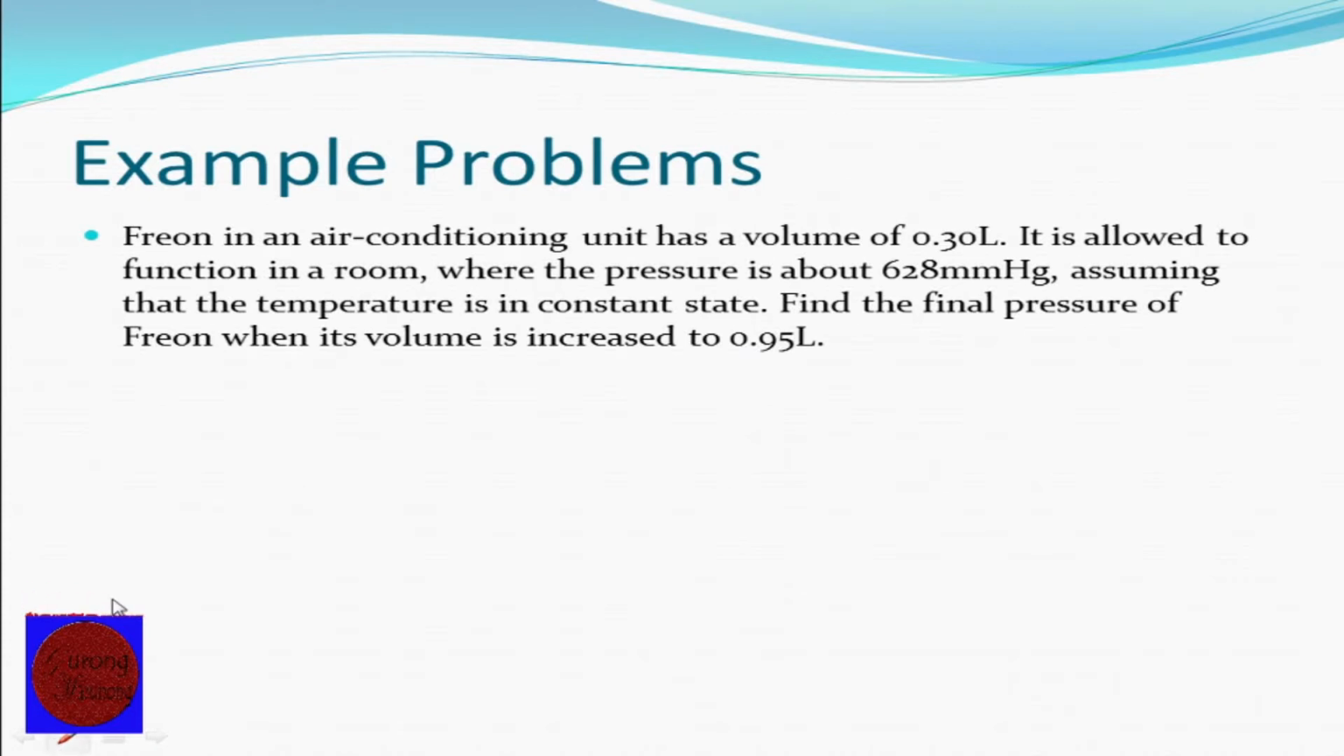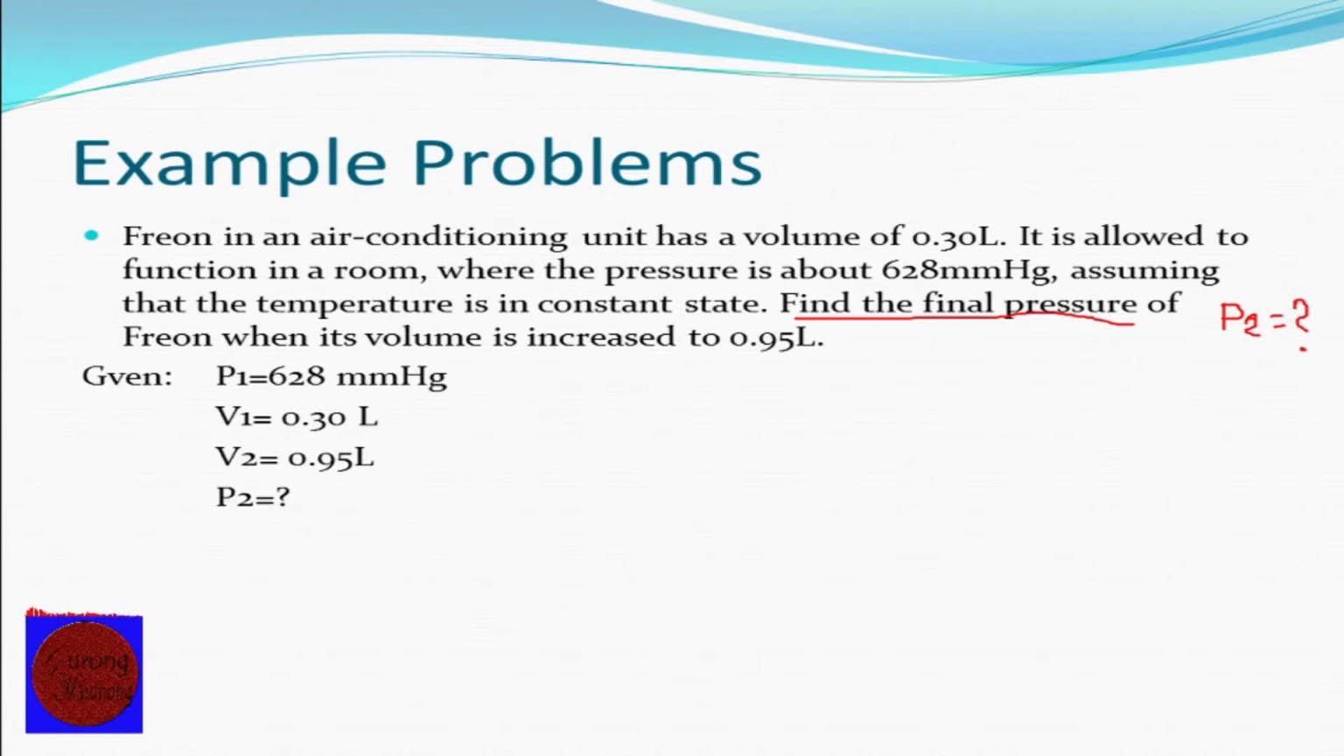So what is asked in this problem? So find the final pressure, or we have to find the pressure 2. So first, let's have the given. The pressure 2 is question mark. Let's have the given. So pressure 1 is 628 mmHg, then volume 1 is 0.30 liters, volume 2 is 0.95 liters. Thus, what is asked is pressure 2.